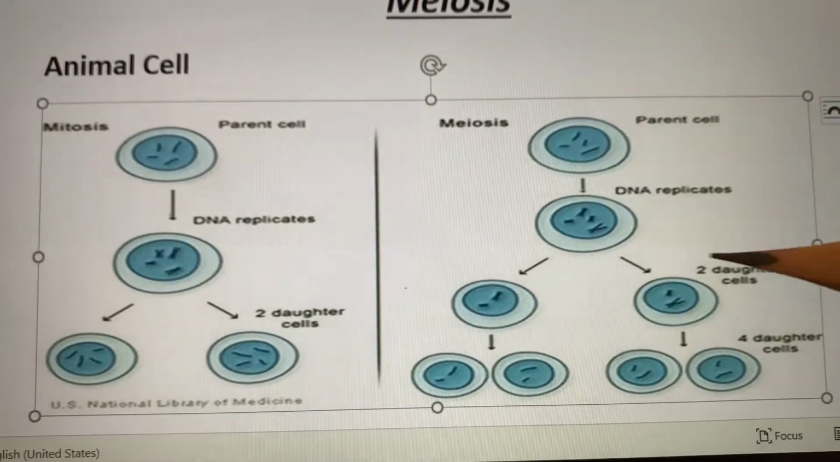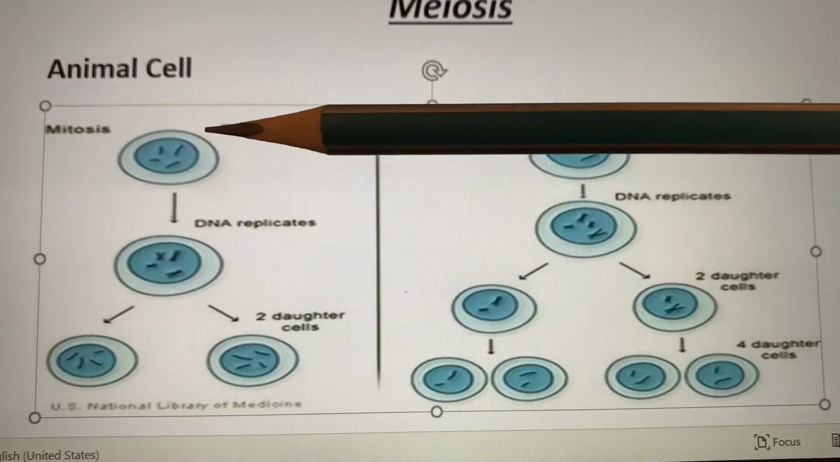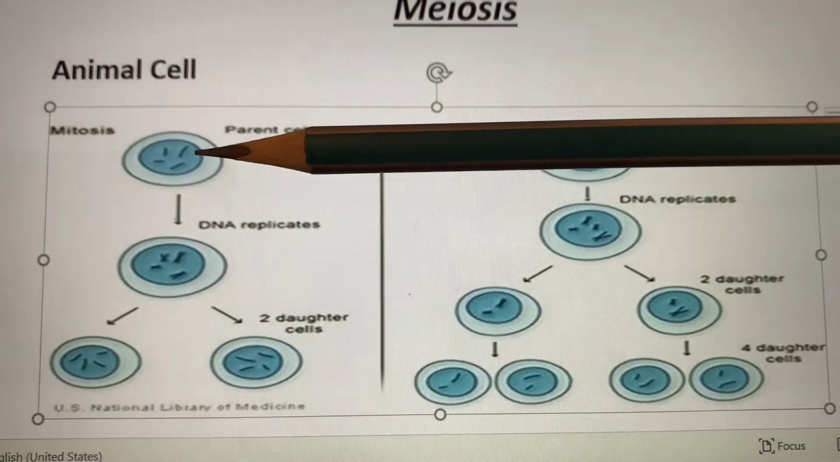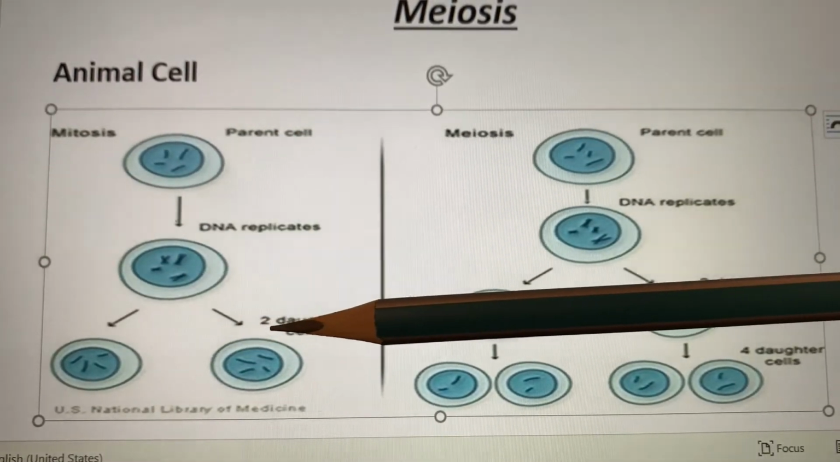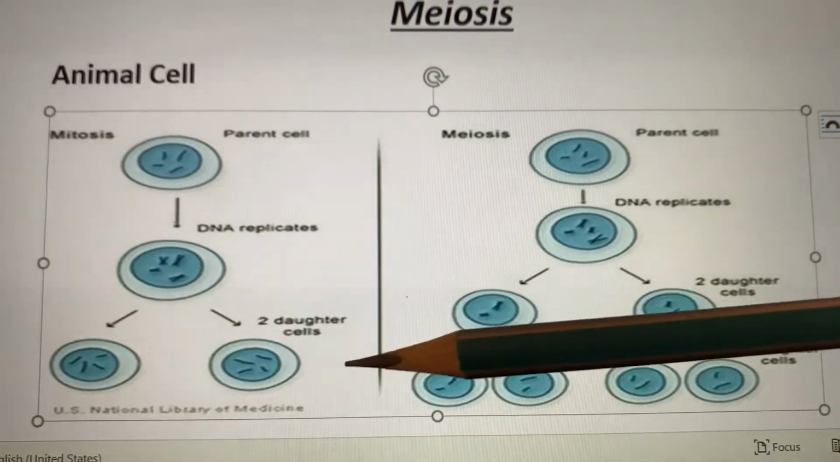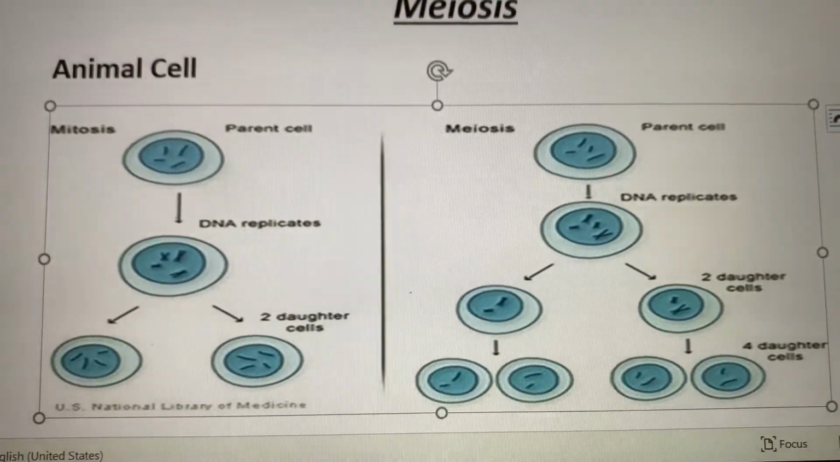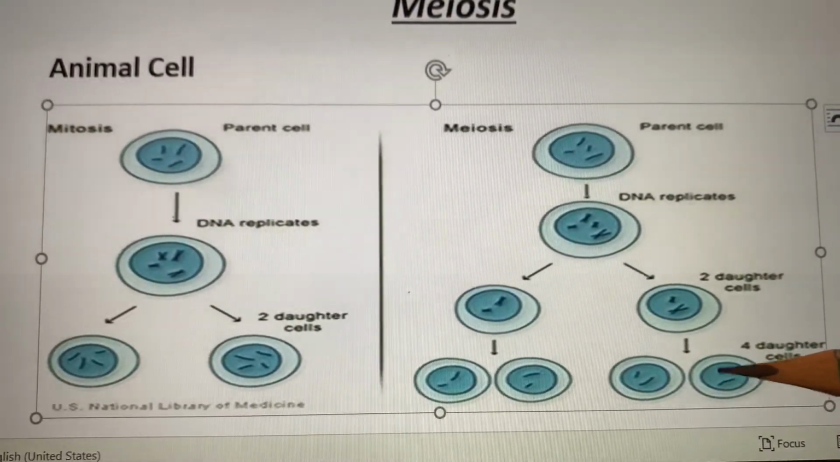So, as we all know, the differences between mitosis and meiosis: we start over here with the same set of chromosomes, and in mitosis we end up with 2 daughter cells with also the same set of chromosomes. 2 cells over here, 4 cells over here, and a different set of chromosomes, actually divided into half.